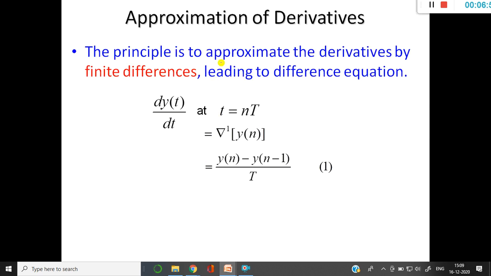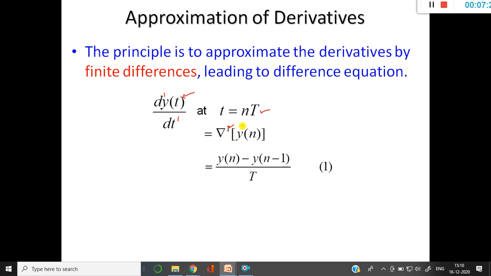So this is how we try to represent any differential equation. The main principle is approximation by finite differences. Consider an example: if I have dy by dt, which varies with respect to time t, and we sample this t at t equal to nT, this can be represented in the form of the Newton backward difference method in this way.